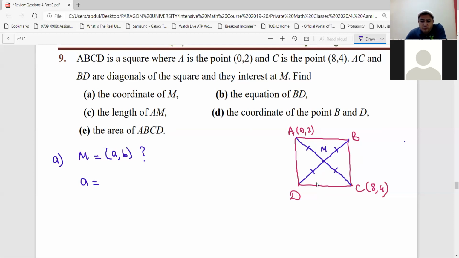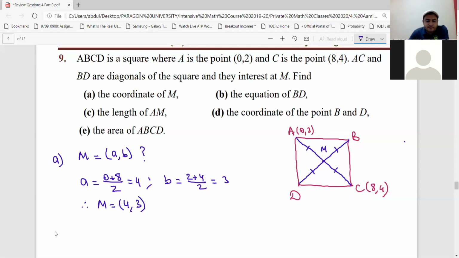So using this property of a square, since M is the midpoint of A and C, or B and D, and we know the coordinates of A and C, we are going to use these two points. That is 0 plus 8 over 2, which is equal to 4. And how about the y-coordinate? 2 plus 4 over 2, which is equal to 3. Midpoint formula, right? Therefore, the coordinates of M are (4, 3). Part A.